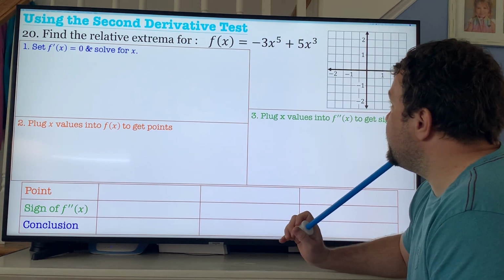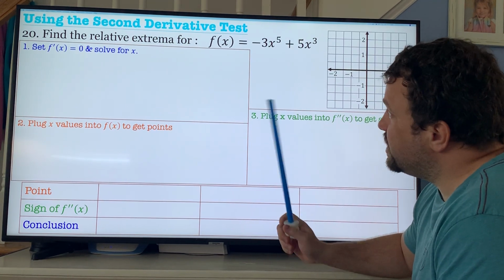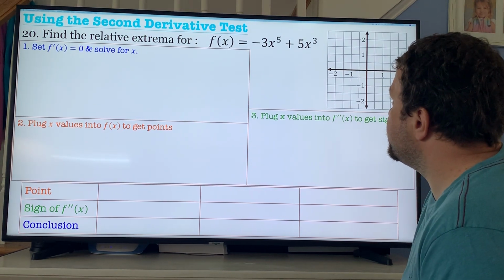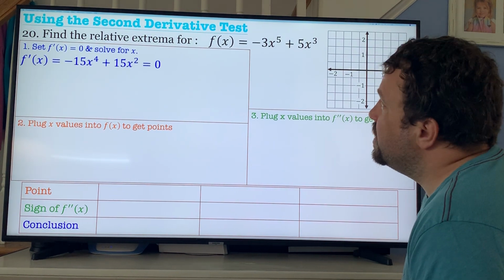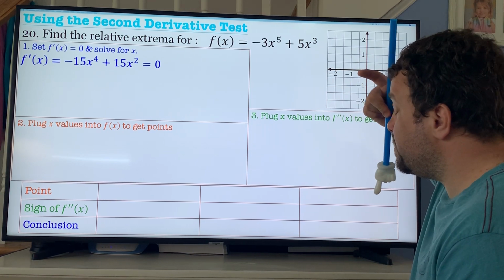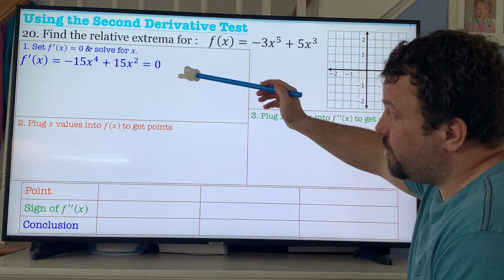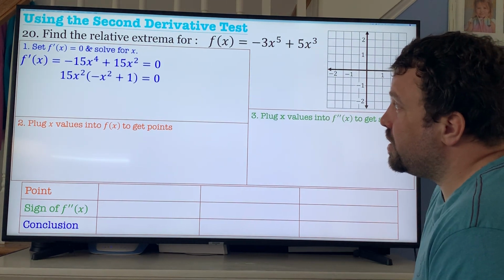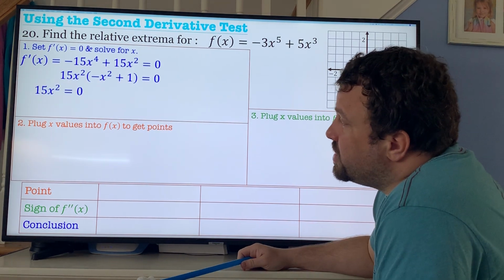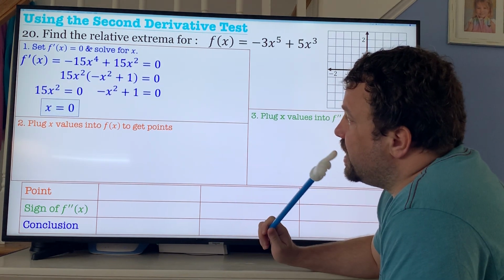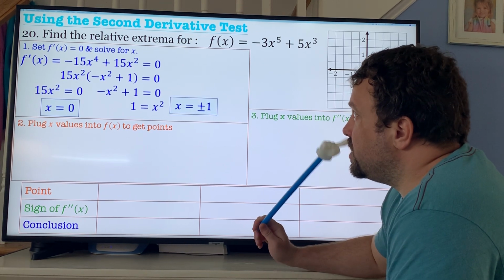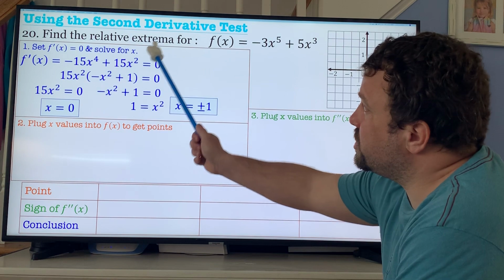Find the relative extrema for the following problem. So first thing I want you guys to do is set f prime x equals 0 and solve for x. All right. So f prime x, you derived once. All right, take out your 15x squared. Set them both equal to 0. So in this case, x equals 0. 1 equals x squared, so x equals plus minus 1. So this tells you where your extrema is, right?